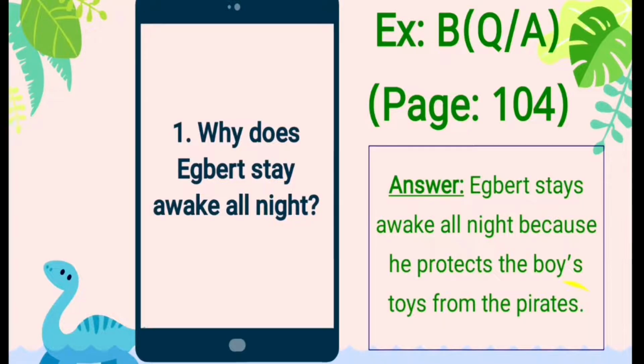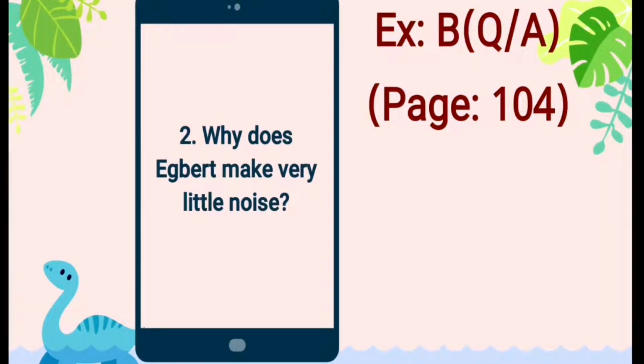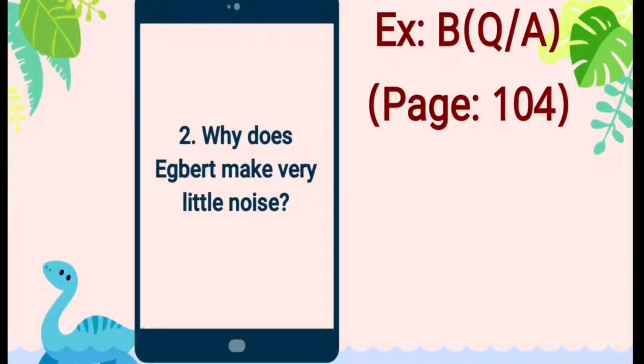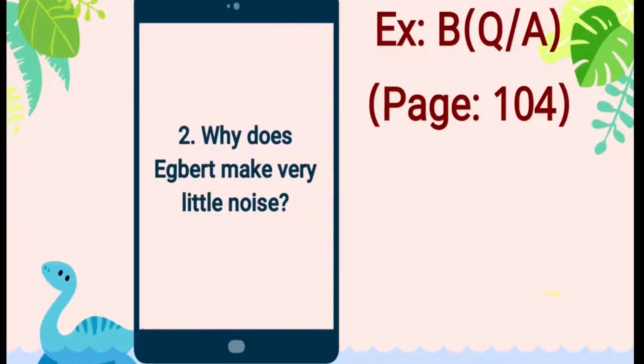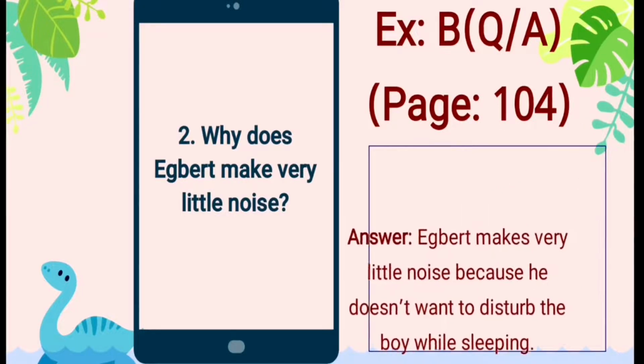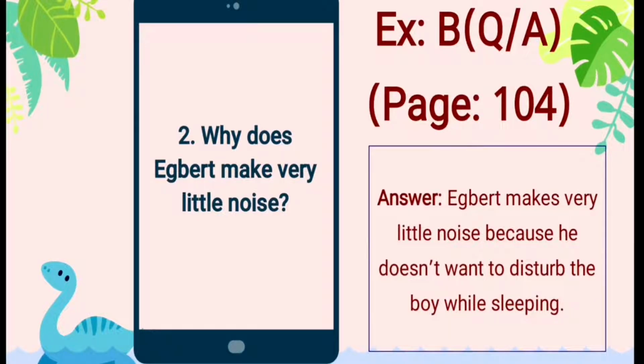So here is number 2 question. It's also exercise B, the question answer on the same page, but number 2. Why does Egbert make very little noise? So that the boy doesn't wake up, isn't it? Yes. You have learned it in the poem as well, right? So here is the answer. Egbert makes very little noise because he doesn't want to disturb the boy while sleeping. While sleeping means when he was sleeping, he doesn't want to disturb him and wake him up.